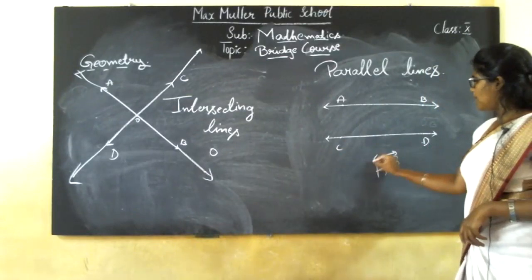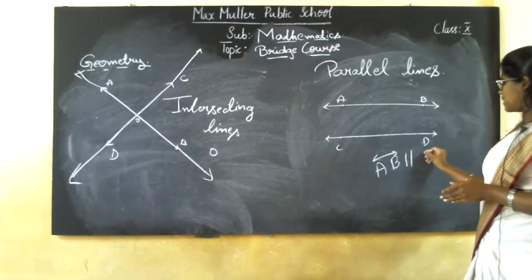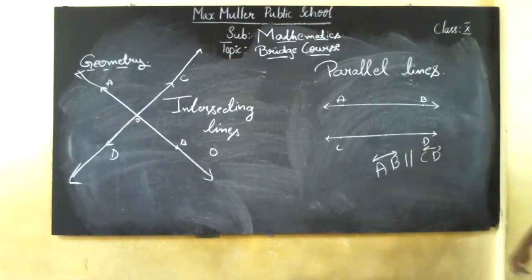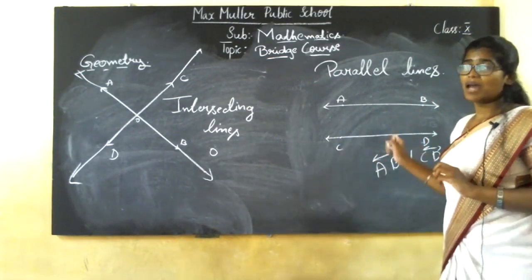AB is parallel. That is, you are going to draw two lines in between CD. Clear? So you are going to say that there is no intersecting point, or the two lines do not intersect or meet anywhere or at any point. Then you are going to call such lines parallel lines.